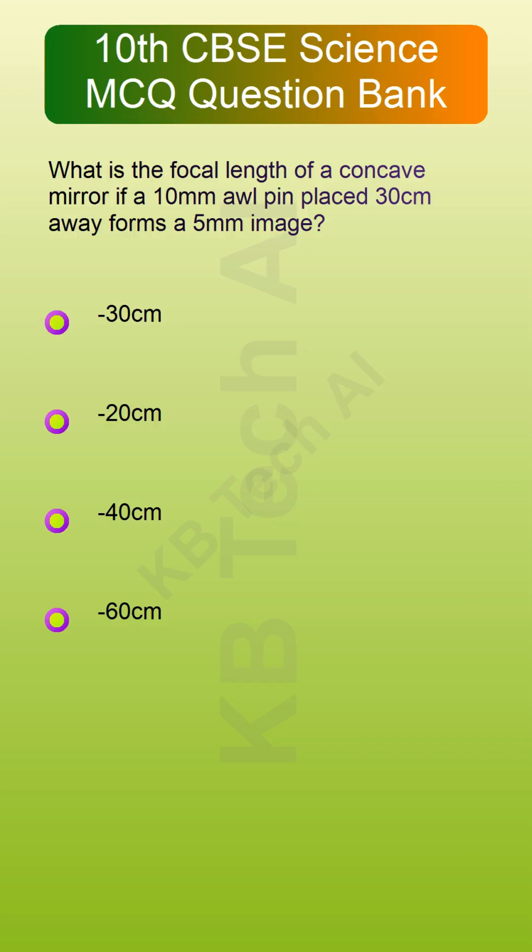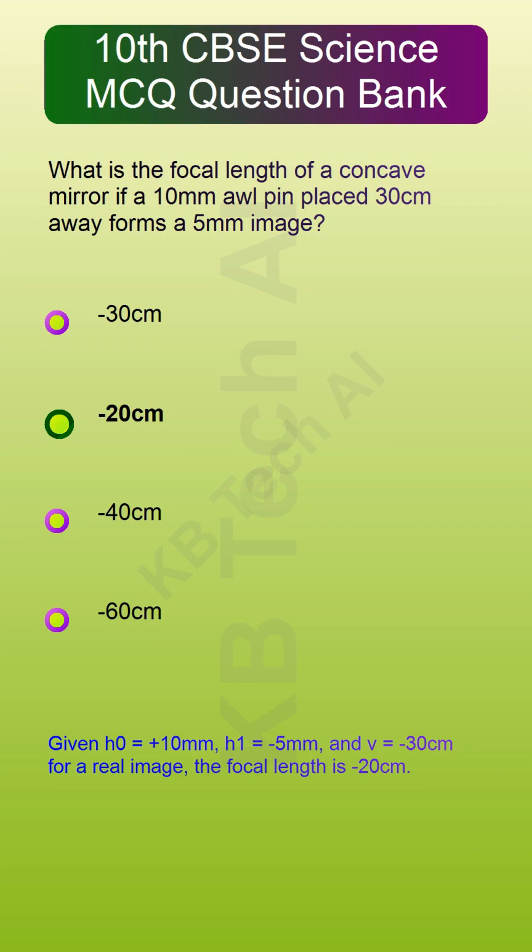What is the focal length of a concave mirror if a 10 mm awl pin placed 30 cm away forms a 5 mm image? Option 1, minus 30 cm. Option 2, minus 20 cm. Option 3, minus 40 cm. Option 4, minus 60 cm. The answer is option 2, minus 20 cm.